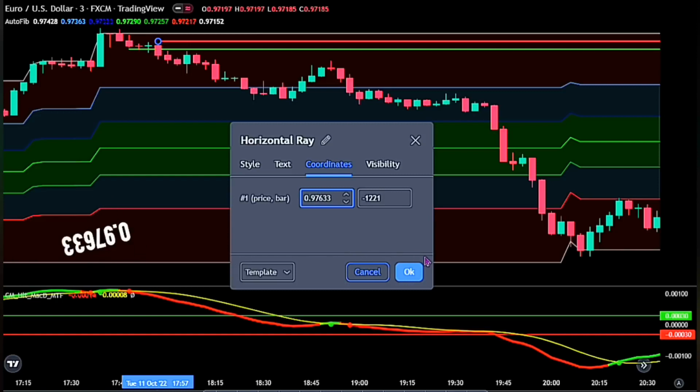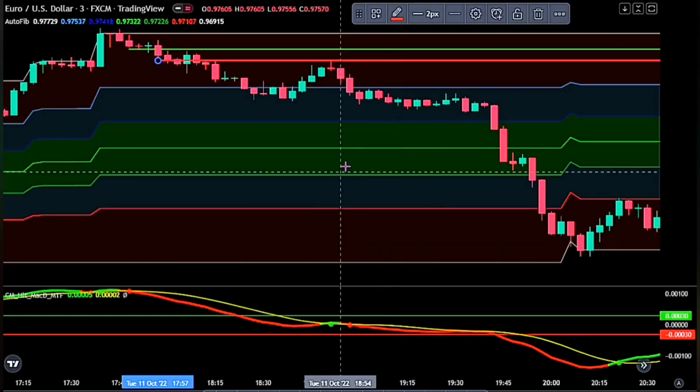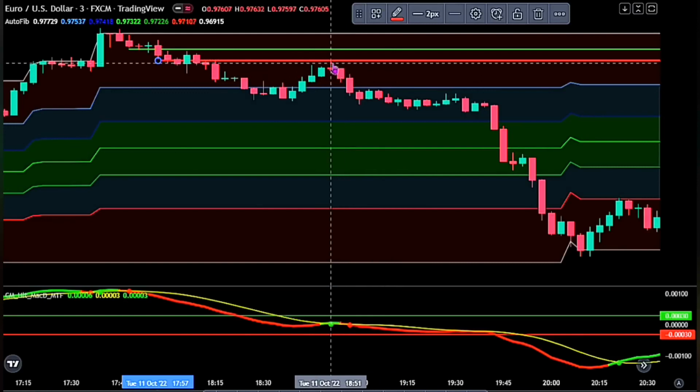Now we would subtract the values from the top fib level, and we are left with 0.97633. Now let's check our highest attained candlestick and know if it stopped us out. And we can see our highest candlestick peak was at 0.97632. So luckily for us, we are still on this trade.